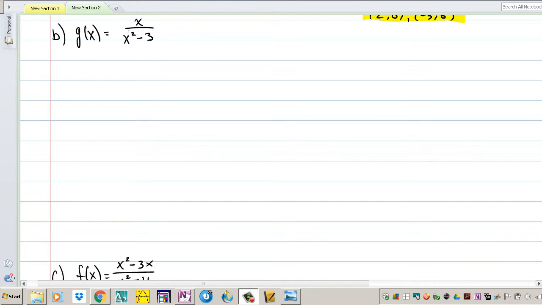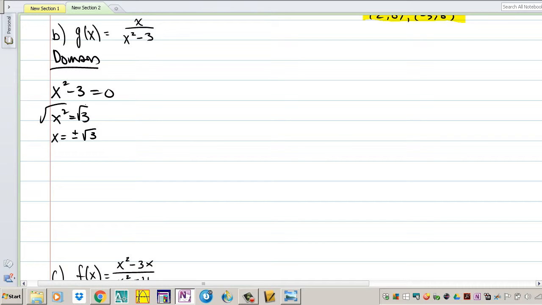Okay, so part B says g of x is x over x squared minus 3. So to find the domain, set the bottom equal to 0. And we get x squared is equal to 3, which means that x is equal to plus or minus the square root of 3. Because when you take the square root of 3, there's no perfect square that gives you 3. So your domain is going to be all real numbers, except x is equal to, you could even write it like this, plus or minus square root of 3. And that would be your domain.